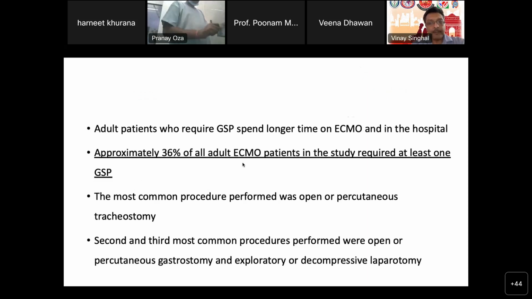Again, this study reiterates that patients who underwent a general surgical procedure had to spend a longer time on ECMO in the hospital. Approximately 36% of all adult patients in the study required at least one general surgical procedure. So more than one third of patients required some procedure, and the most common procedure performed was percutaneous tracheostomy. The second and third most common were open tracheostomy and surgical or percutaneous gastrostomy, or exploratory or decompressive laparotomy.